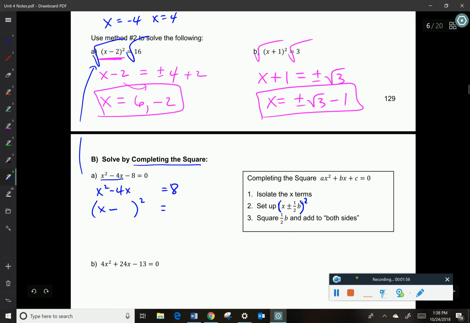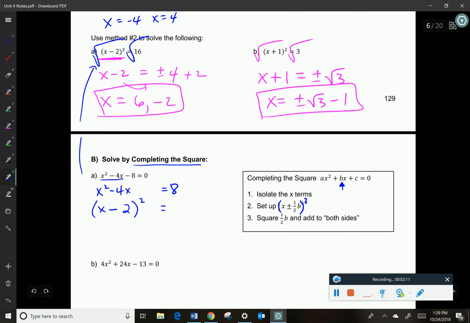And then this number right here, it says, is 1/2 b. Well, look right here. B is the number that's with the x. So the number that's with the x is a 4. So if I want half of that, that means I'm going to put a 2 in here.